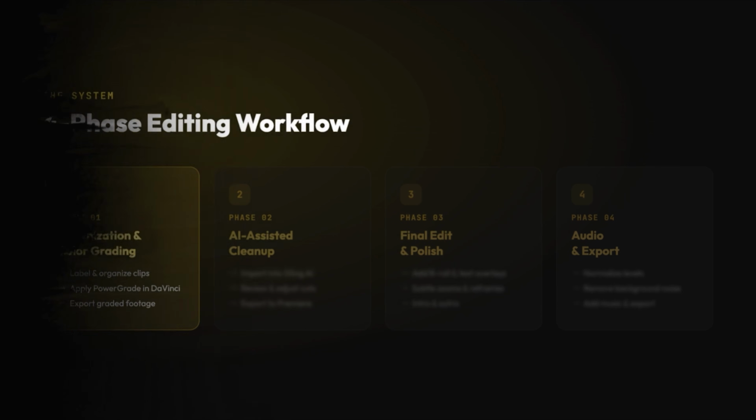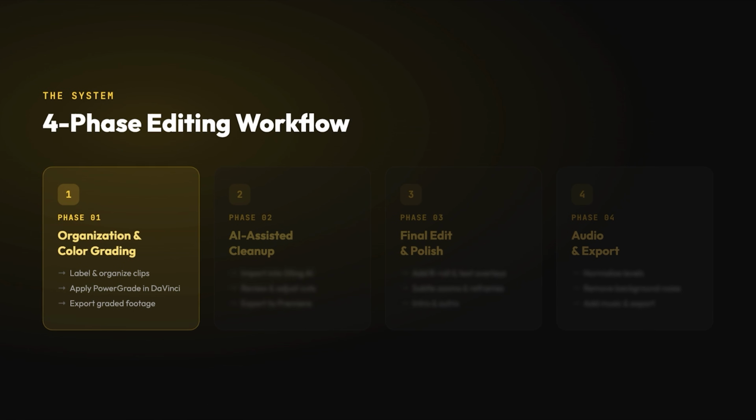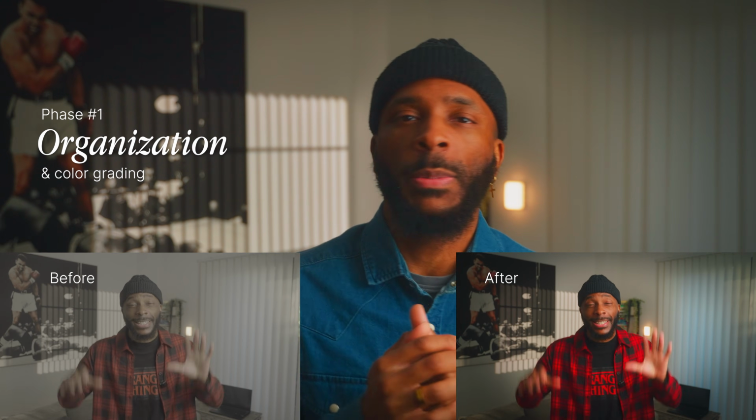Phase 1 for me is all about organization and getting the color right from the start. Most people jump straight into editing, but I don't. I color grade first, and here's why. If I color grade my footage before I edit, then I never have to think about it again. Every clip I bring into Premiere Pro is already graded. Okay, so this is what I do.